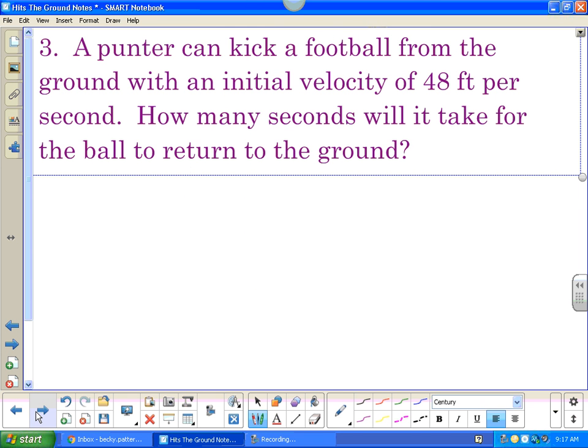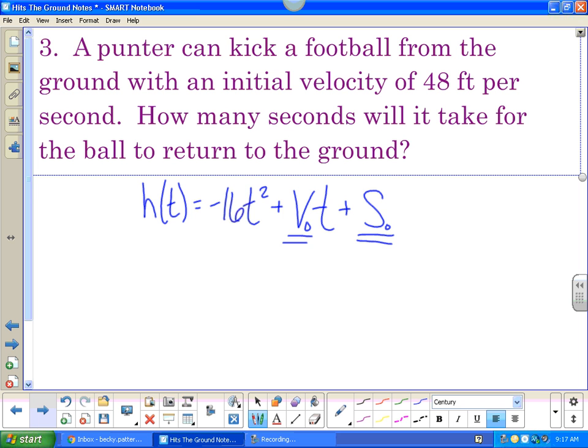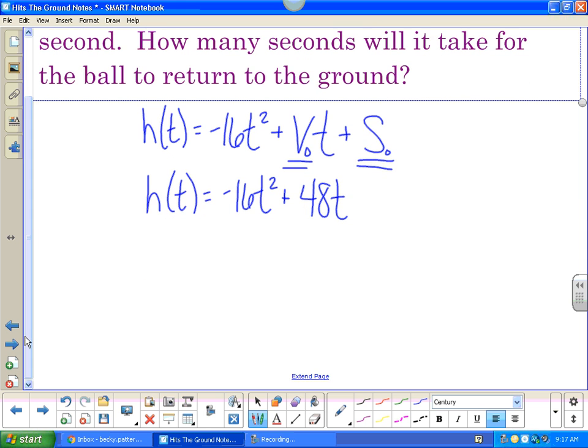A punter can kick a football from the ground with an initial velocity of 48 feet per second. How many seconds will it take for the ball to return to the ground? Okay, well on this one they didn't give us a function, but we remember so that's my velocity and that's my starting height. My velocity is 48 feet per second. My starting height is 0 because it starts on the ground. So I'm not going to put the plus zeros. So here's my function, and I want to know when will it return to the ground.